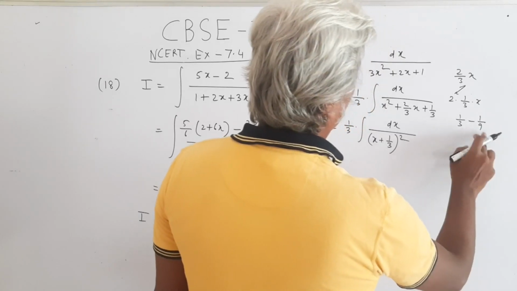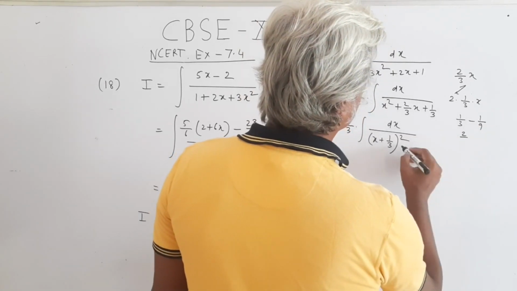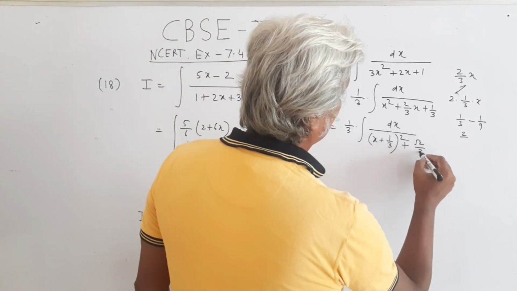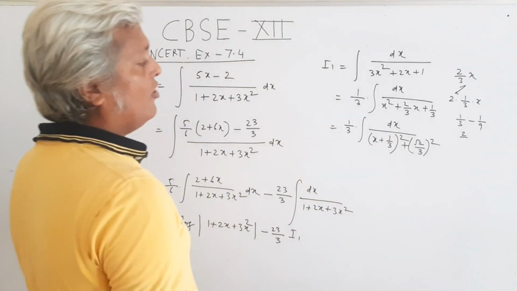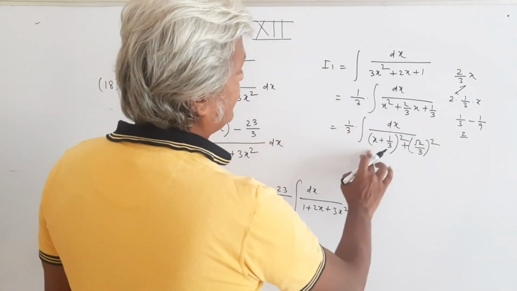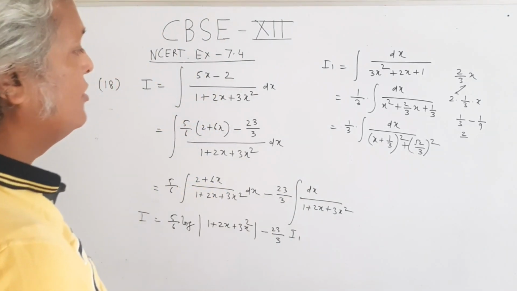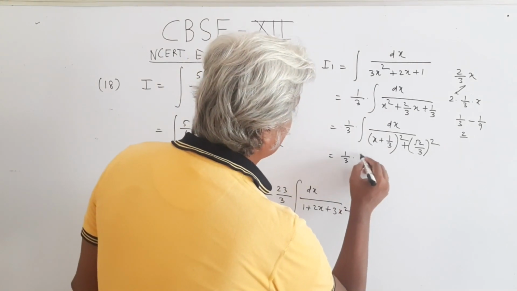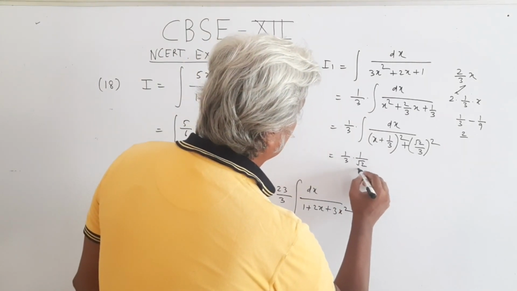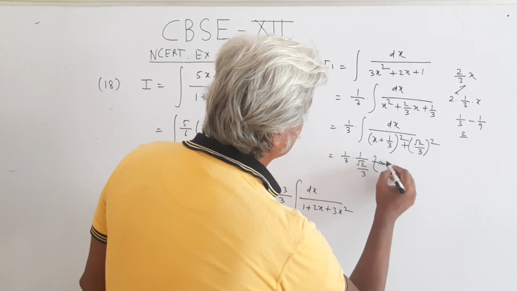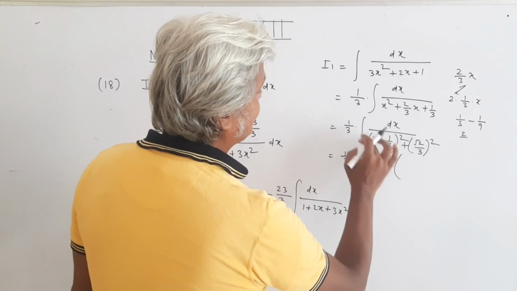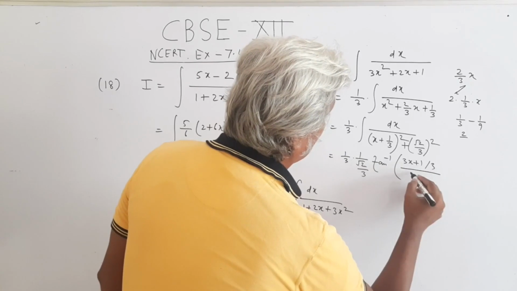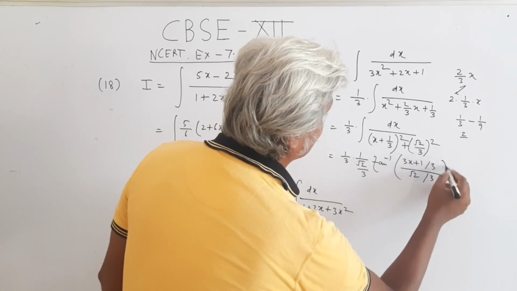And this is 3 by 9, so this is 2 by 9. This is minus, no, it's plus, plus under root 2 by 3 whole square. This is the direct form. Now this is going directly in the form of 1 over x square plus a square, and its integration is 1 over a tan inverse x by a, that is 1 by 3, 1 over a, that is root 2 by 3, tan inverse this by this. So first I simplify, this will become 3x plus 1 by 3 upon root 2 by 3, 3 3 cancel.